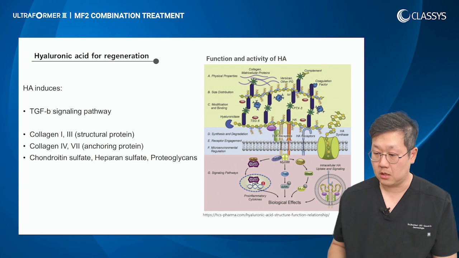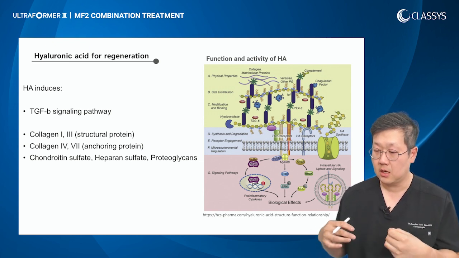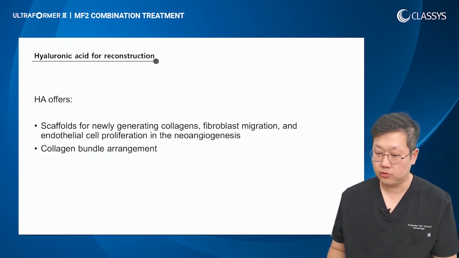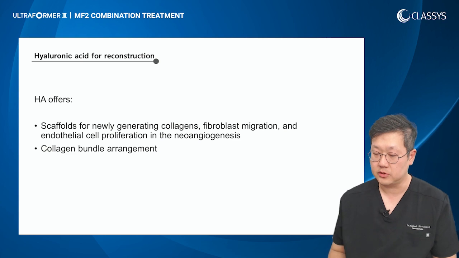So there are very, very few skin boosters or other kinds of mesotherapy products or drugs that can increase all of them. But hyaluronic acid, as a syrup, can make a regeneration, and its property is quite remarkable. For reconstruction, we all know that it offers a scaffold for newly generated collagens, fibroblast migration and endothelial proliferation, which is very important in neoangiogenesis, that makes a more preferred collagen bond rearrangement for better looking dermal conditions.